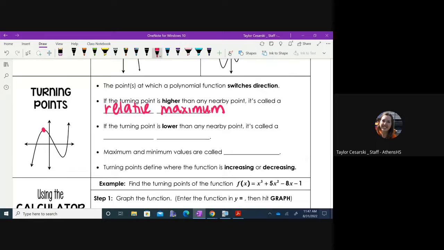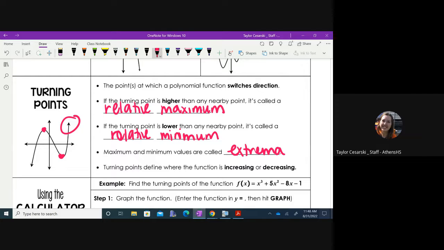So this point right here on that graph would be an example of a relative maximum. We say relative because I can see the graph goes up higher than that. So it's not the absolute maximum of the graph, but in relation to the points around it, it is a maximum. Same thing for this one down here. That's a relative minimum. Again, it's not the overall minimum of the graph, but it is lower than all the points around it. And maximum and minimum values are called extrema.